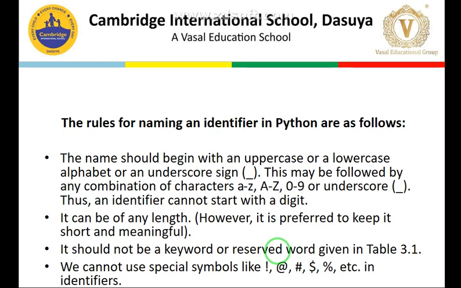Point number 3 is that it should not be a keyword. So we cannot use an identifier as a keyword or a reserved word. We have seen in the earlier table that keywords cannot be used as an identifier. We also cannot use special symbols. The list of special symbols includes at the rate, hash, dollar sign, percentage. So we cannot use them in identifiers. In naming an identifier, these special symbols are not allowed. Only underscore is allowed.